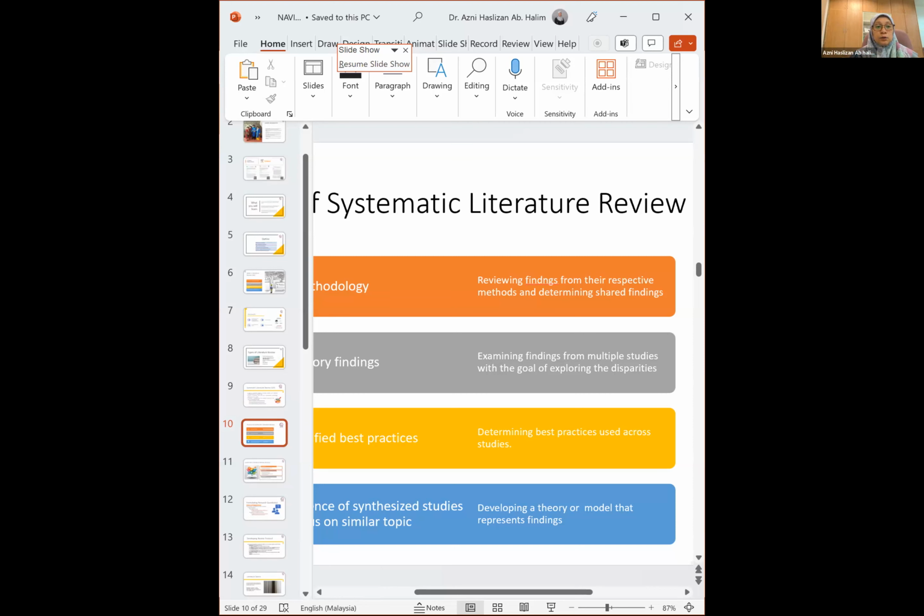The second one, the timeline. Basically, the ideal time is within 5 years. But sometimes 5 years is not enough to show the research trend. Probably that research is not well developed, or is slow in pace in terms of improvement. So you can extend it up to 10 years.